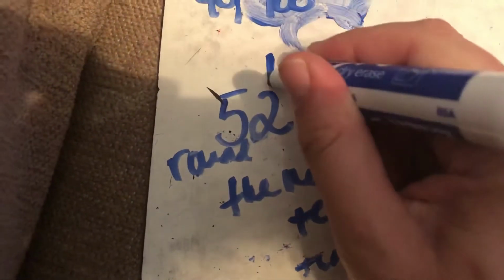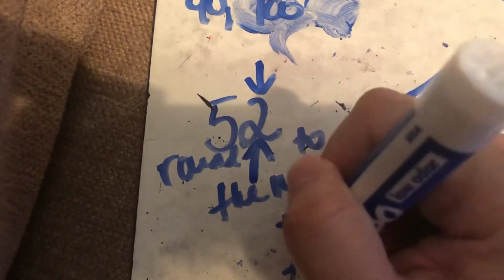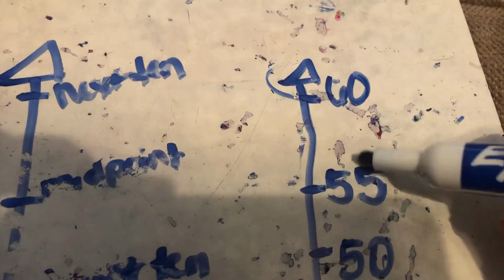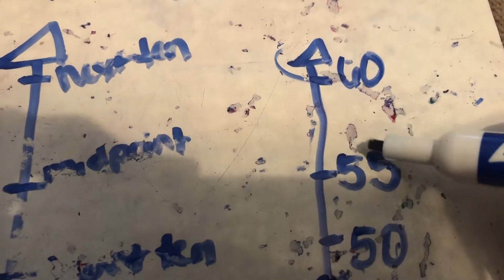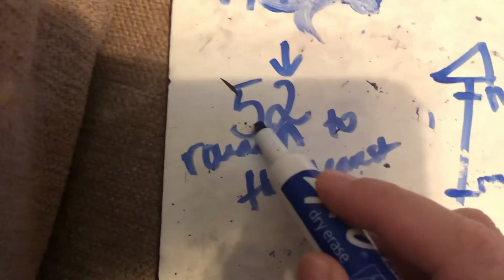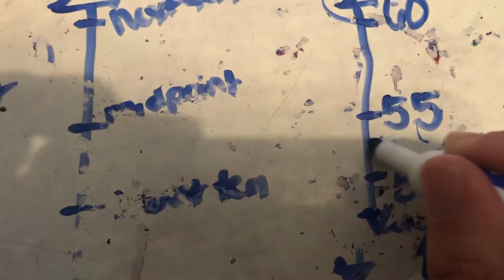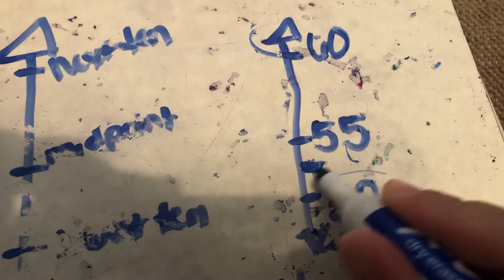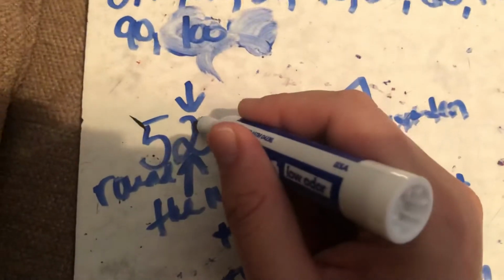Okay, let's look at 52. Let's look at the ones. It has 2 ones in 52. Okay, this has 0 ones. This has 5 ones. Okay, so is it going to be above the midpoint or below the midpoint? Well, this has 5 ones. 52 only has 2 ones, so it's going to be about right here. Okay, is it closer to 50 or 60? Well, it's closer to 50. I'm going to say 52 is about 50.